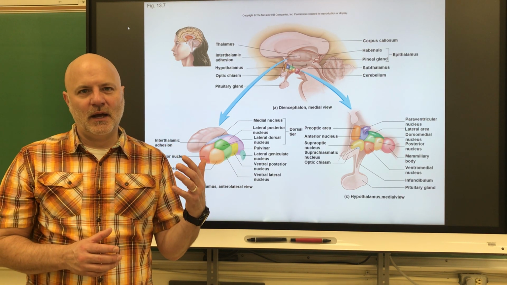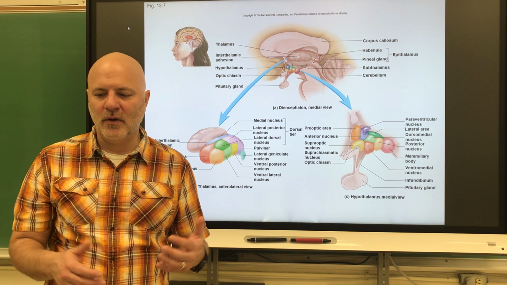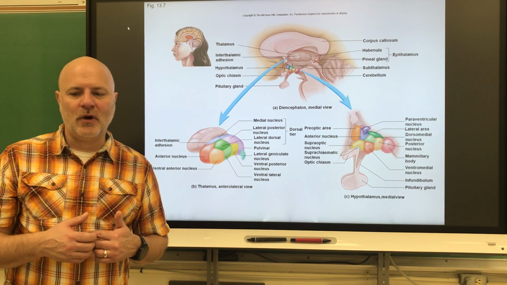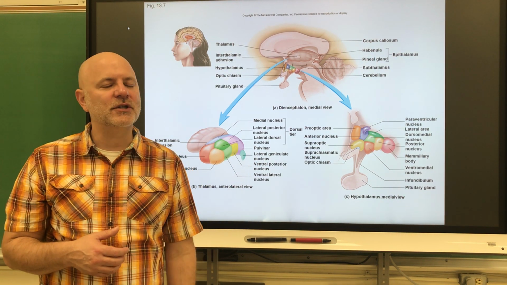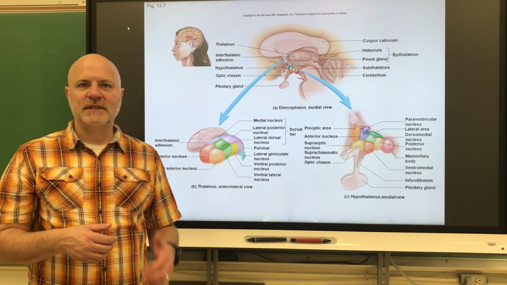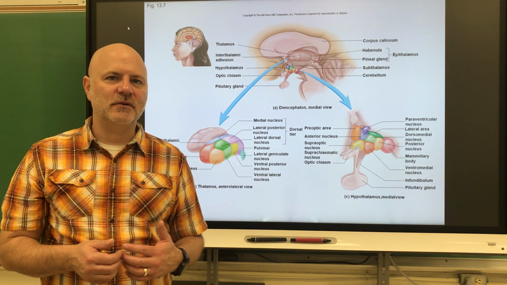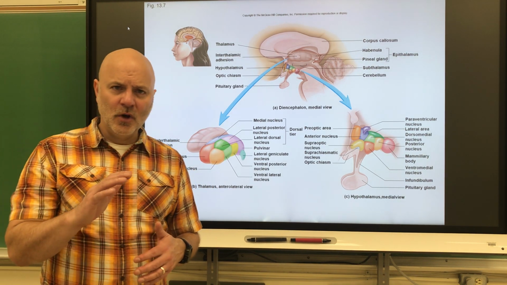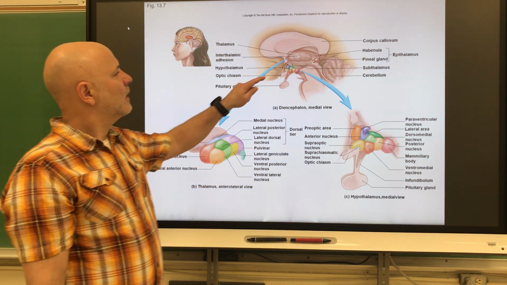So it will cause the secretion of a hormone called antidiuretic hormone, which helps us retain water, and it can also initiate the thirst response. It also controls the endocrine system functionings, and it does this by controlling the anterior pituitary gland. So we'll talk more about the anterior pituitary gland in the next chapter.